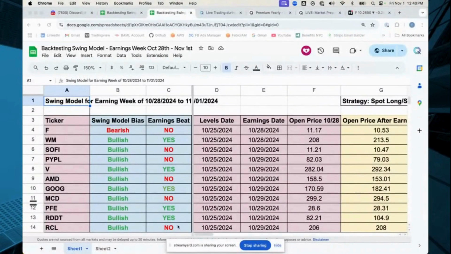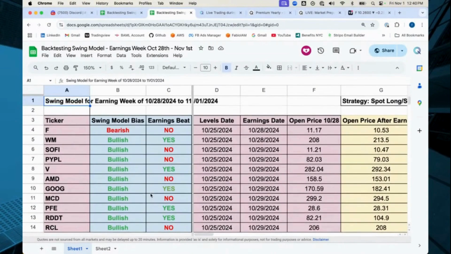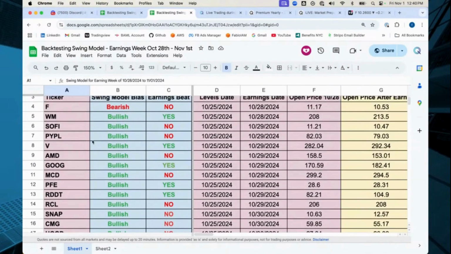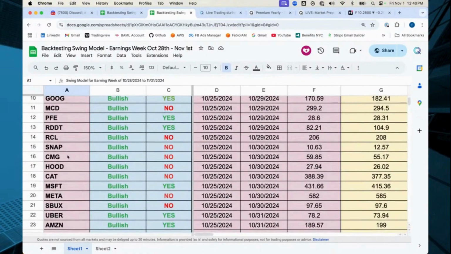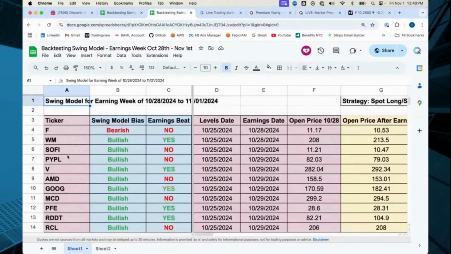So I just wanted to make this bigger so that you guys can see. Essentially, what we did is we took the earnings for this week. So we see a very big company. We started from Ford, then we had PayPal, Google, Reddit, Snapchat, Meta, Microsoft, all of those. It's about 24, 25 companies.